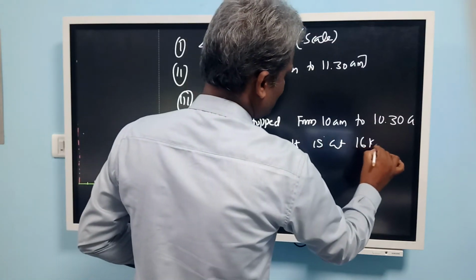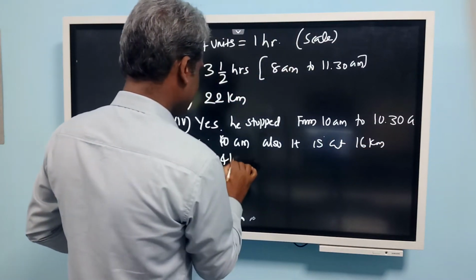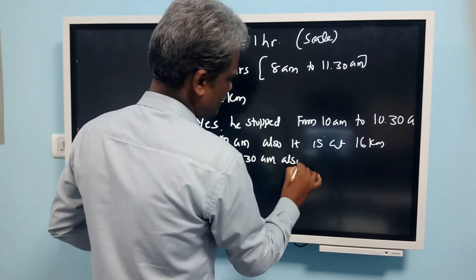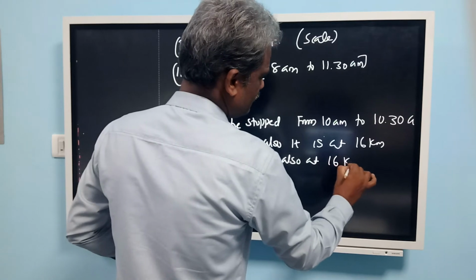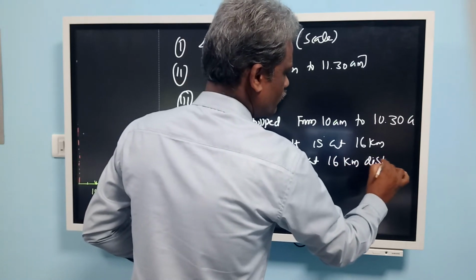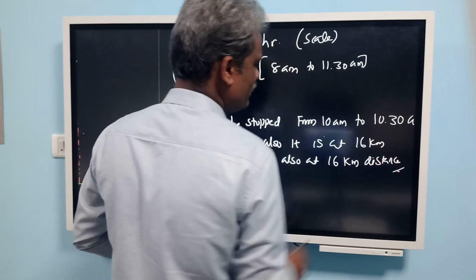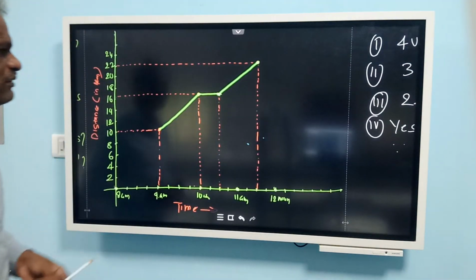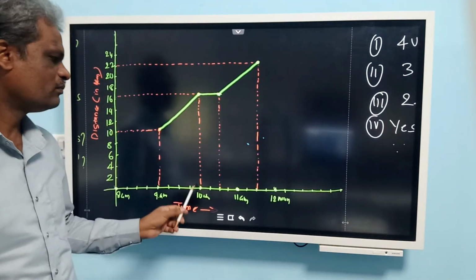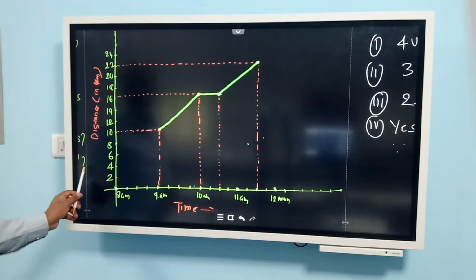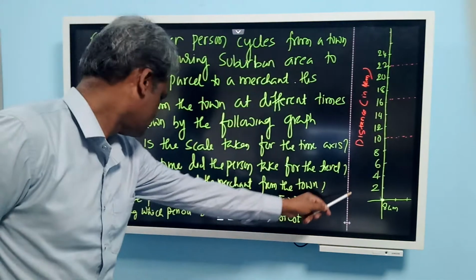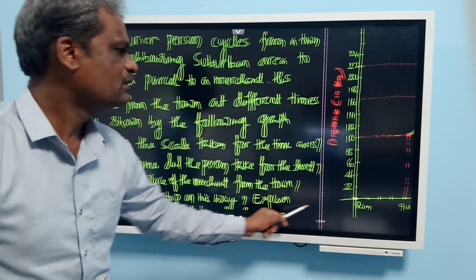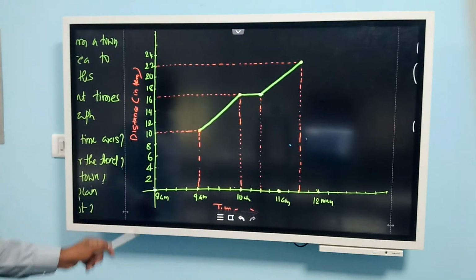At 16 kilometer distance, and at 10:30 a.m. also at 16 kilometer distance. Both the times it is at the 16 kilometer distance only. Therefore, he has given a stop at 10 a.m. to 10:30 a.m. So the next question here: during which period did he ride fastest? So you have to find out.